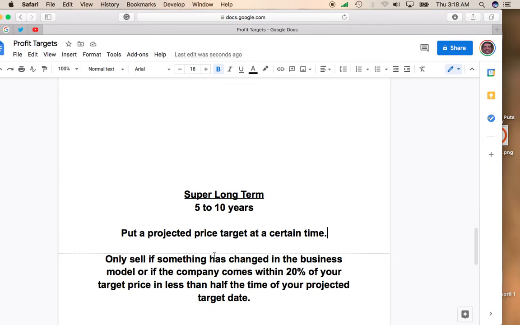So I only sell if something has changed in the business model, like if the company's broken or something, or if a company comes within 20% of the projected target price in less than half the time. So like what happened with GameStop.